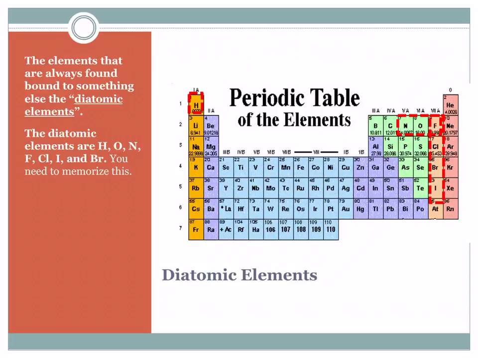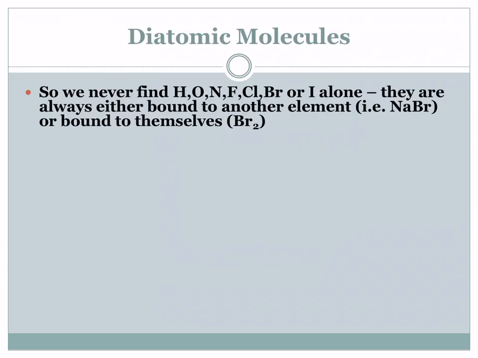Now, there's an easy way to do this. I call it the 7 with hydrogen. We can see nitrogen is element 7, and then it kind of forms a 7 on the periodic table here, and then also hydrogen as well. So we never find those alone, and that means they're always bound to something else. Like sodium bromide here, or it's just bound to itself as Br2, but never as just Br.